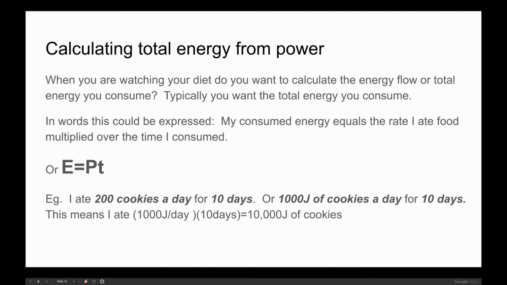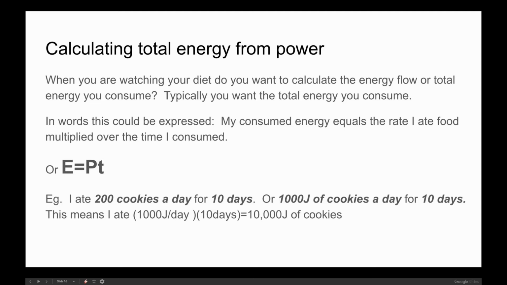In words, this could be expressed, my consumed energy equals the rate I eat the food multiplied over the time I consumed it. Or energy is power times time. We could have rearranged the formula, power is energy over time, the way a math teacher teaches it to you, but I'll do it a different way. Think about the common sense.